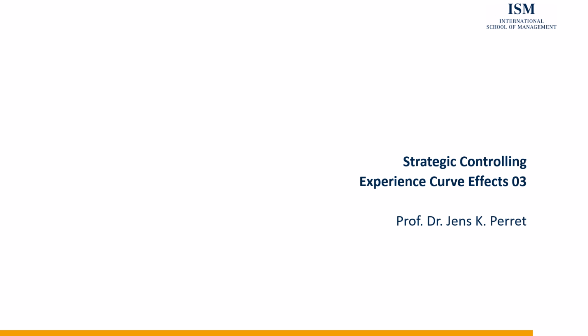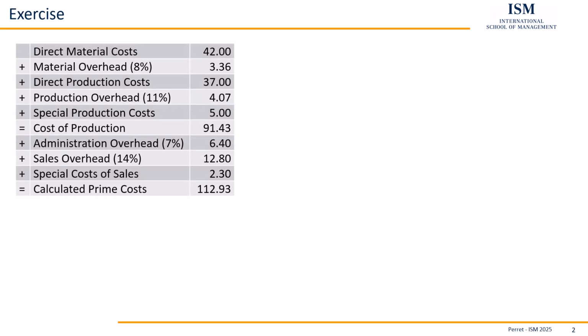Welcome to this exercise on experience curve effects. First, we have here our cost calculation. Starting with material and production costs, we get to our total costs of production, and then adding administrative and sales overheads and costs, we get to our calculated prime costs. That is the current situation of our cost calculation.